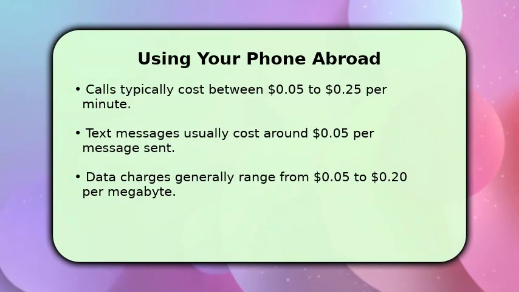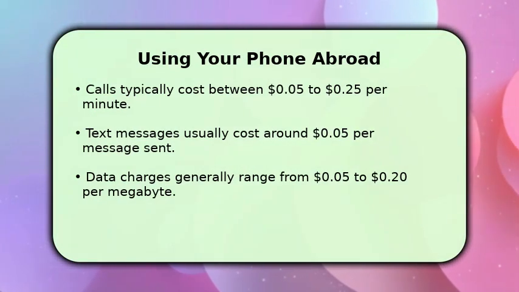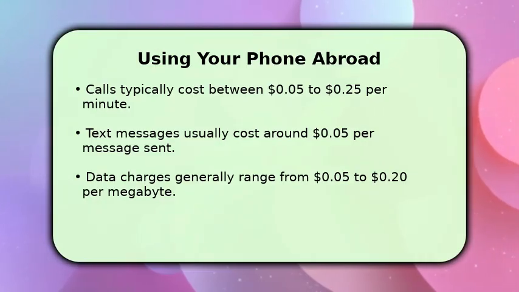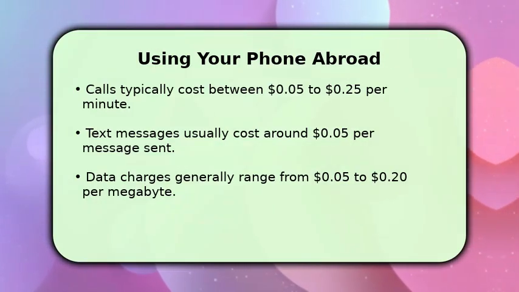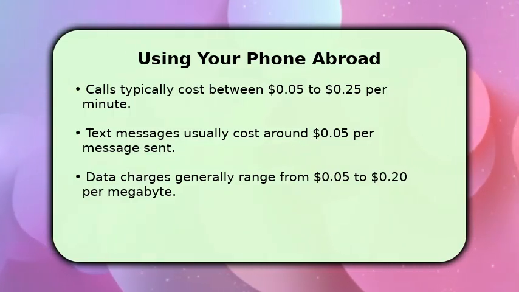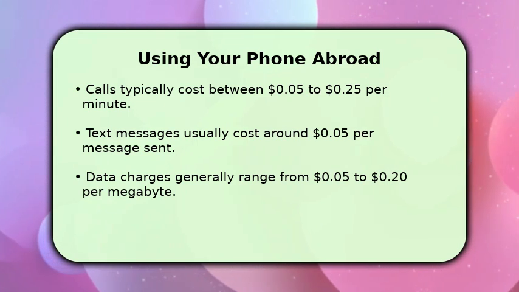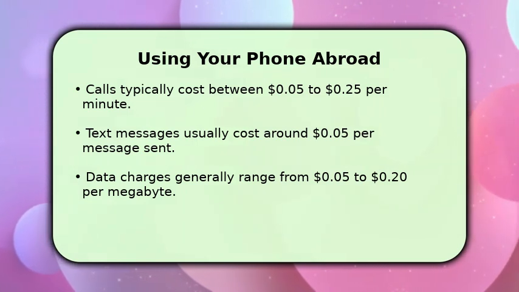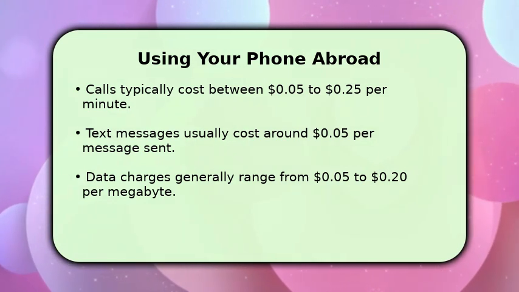Once your Up Roam balance is loaded, you can use your phone for calls, texts, and data in over 210 countries. Calls generally cost between 5 and 25 cents per minute, while texts are typically 5 cents each. Data usage usually ranges from 5 to 20 cents per megabyte.